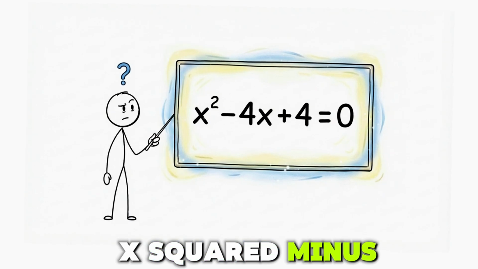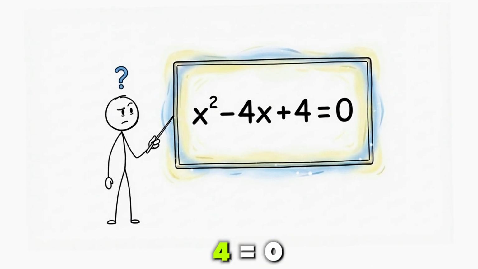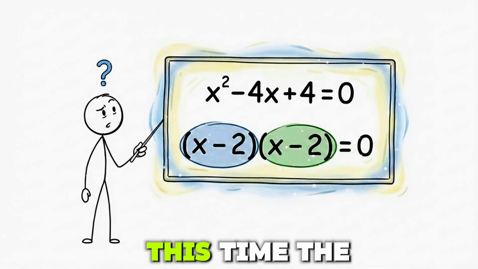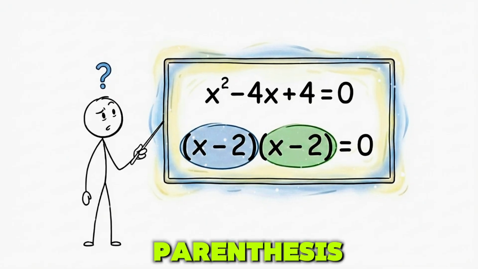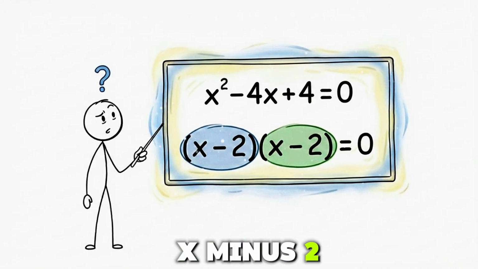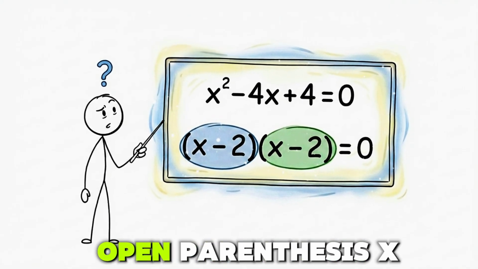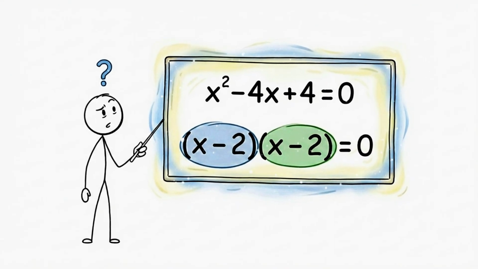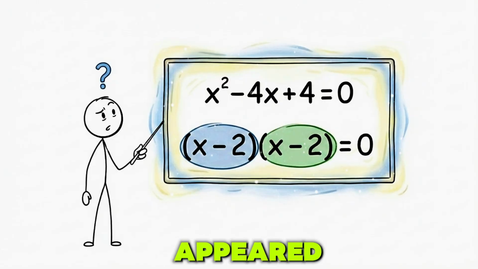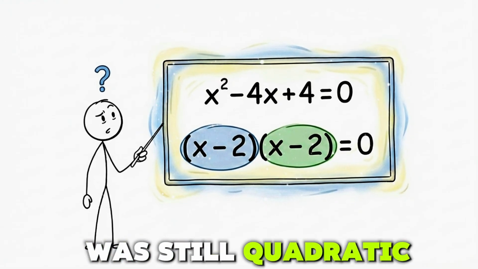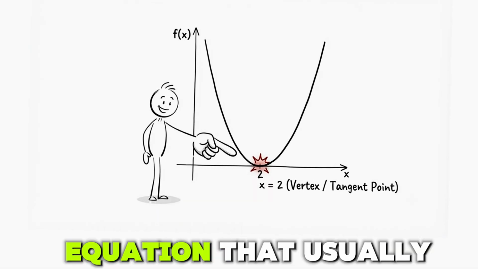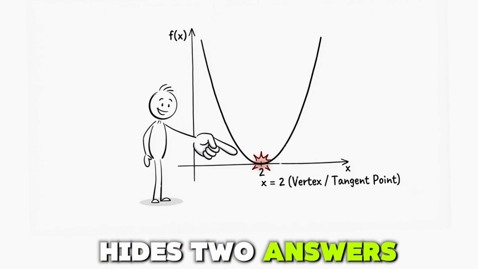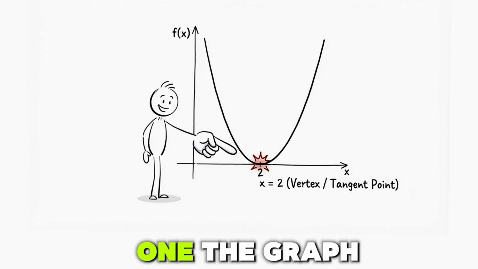Then another equation arrived. x squared minus 4x plus 4 equals 0. This time, the factors became (x minus 2)(x minus 2). Only one number appeared. Yet the equation was still quadratic. How could an equation that usually hides two answers suddenly have only one?